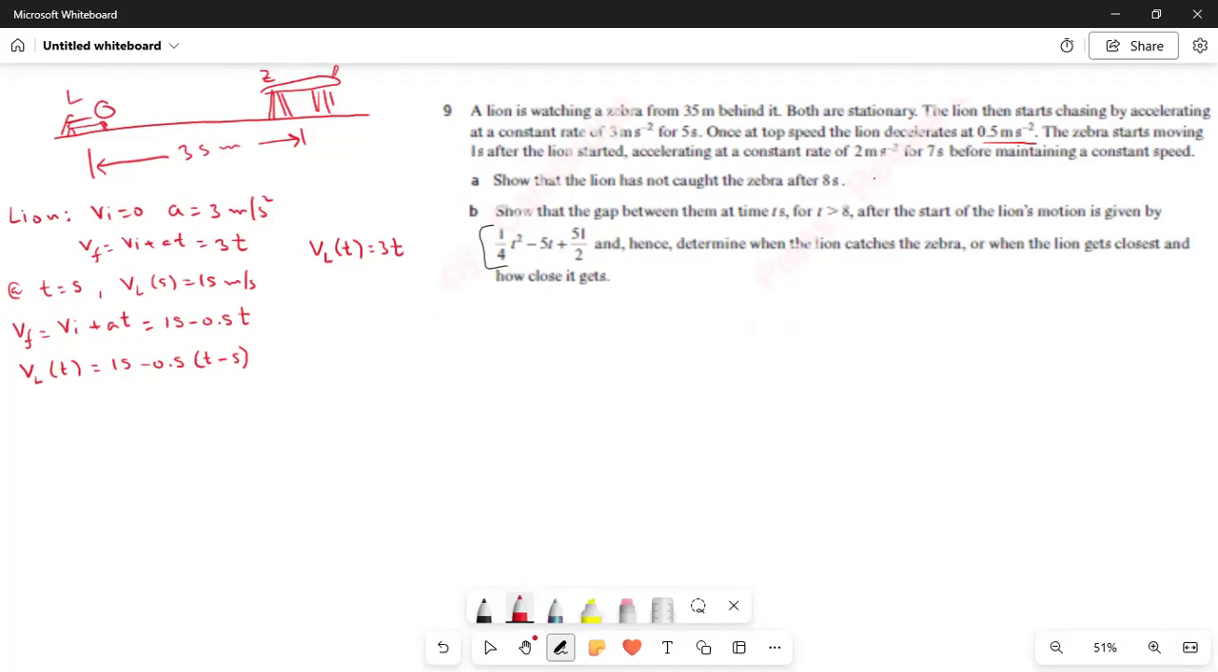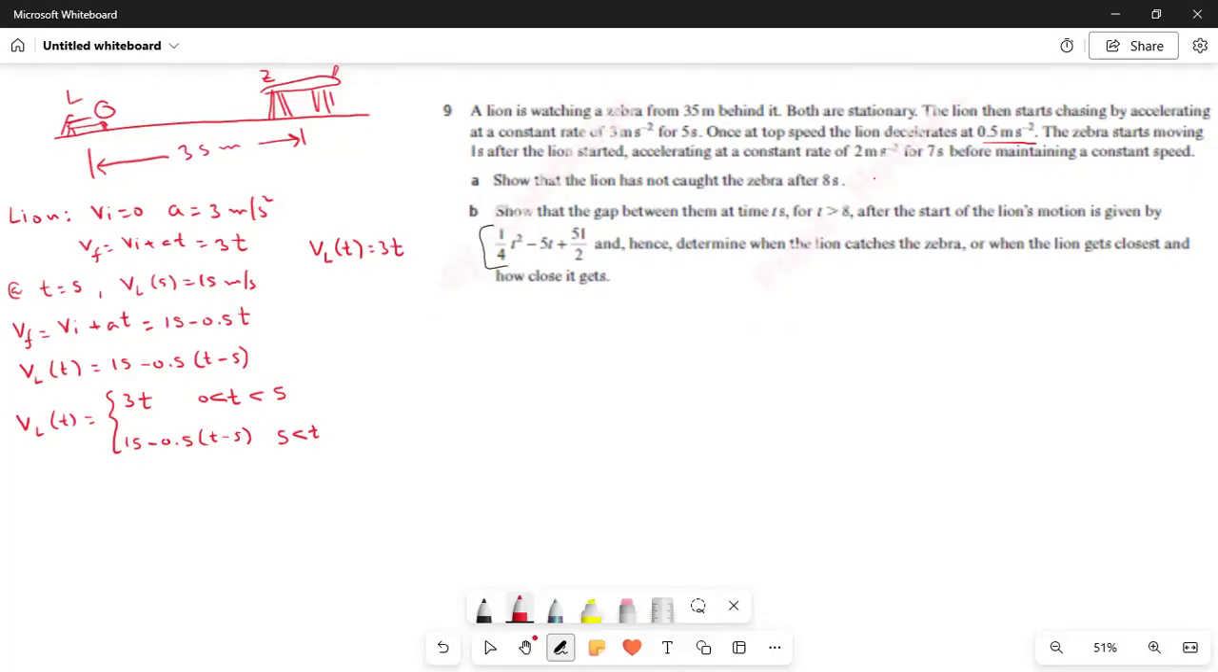So if I try to write velocity of lion as a function of time, I will write it as 3t when t is between 0 and 5, and 15 minus 0.5 times (t minus 5) when t is more than 5 seconds. Okay, so this is what's happening with the velocity of the lion.